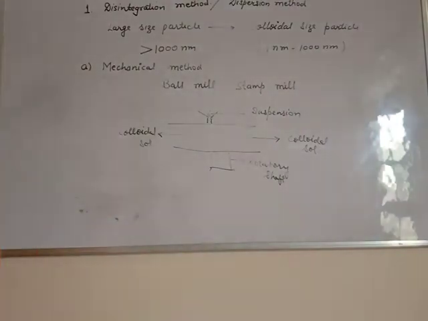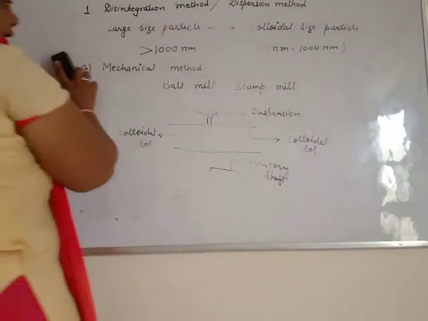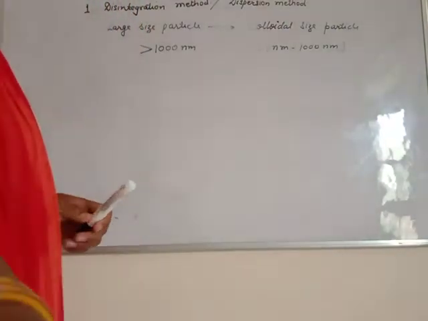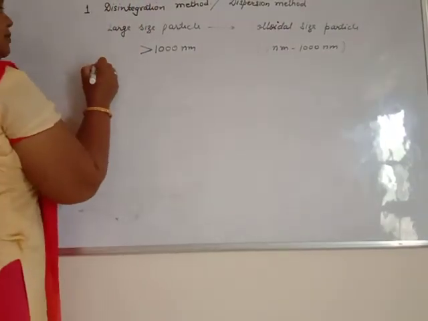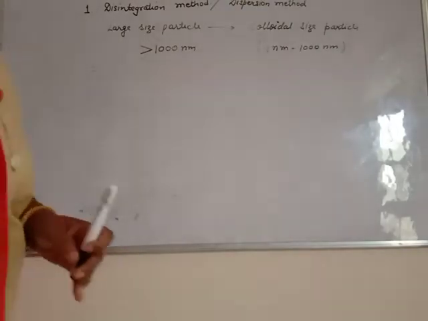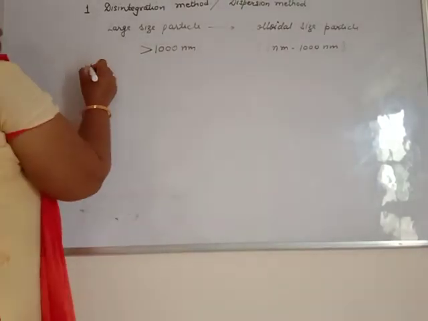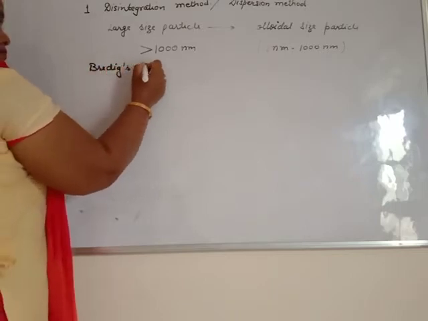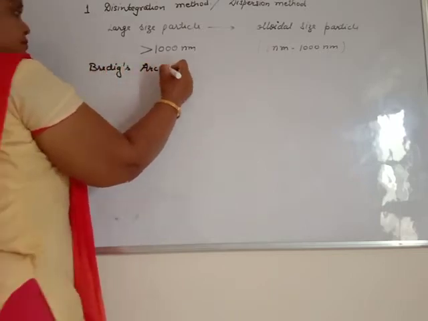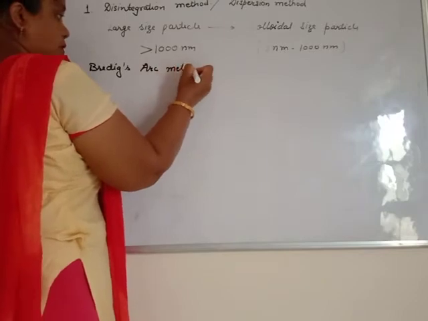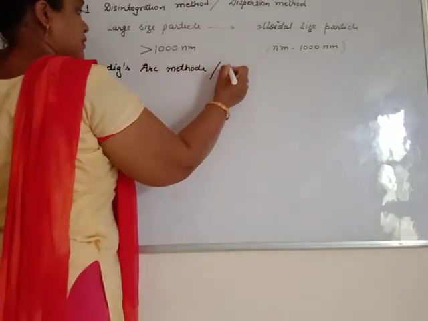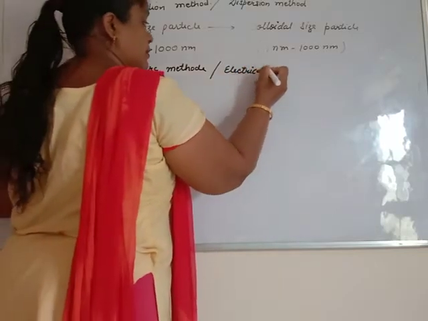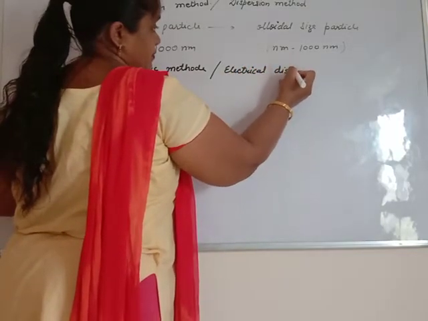This is the method that is known as mechanical method. Next method is known as Bredig's arc method, or also known as electrical disintegration method.